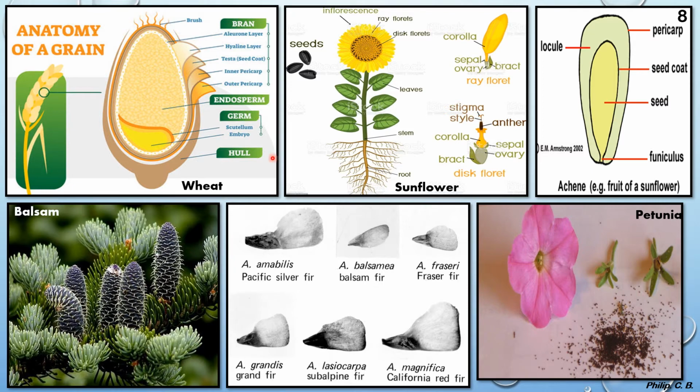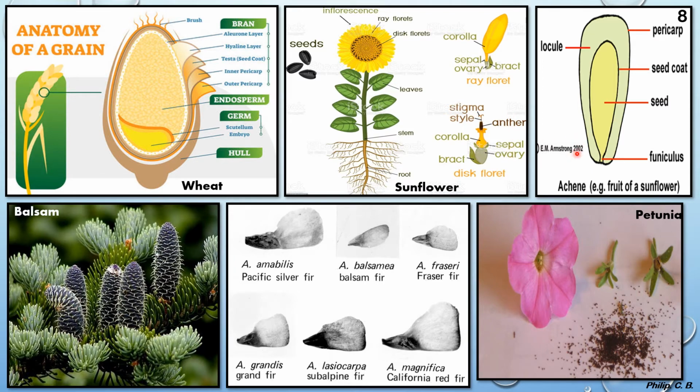And the hull part. Whereas sunflower, which again you might have observed, the seeds how it appears: inflorescence, ray floret, disc floret, and the corolla part, sepal, ovary, the bract, which is of ray floret and disc floret, corolla, style, stigma, and the sepal and the ovary.